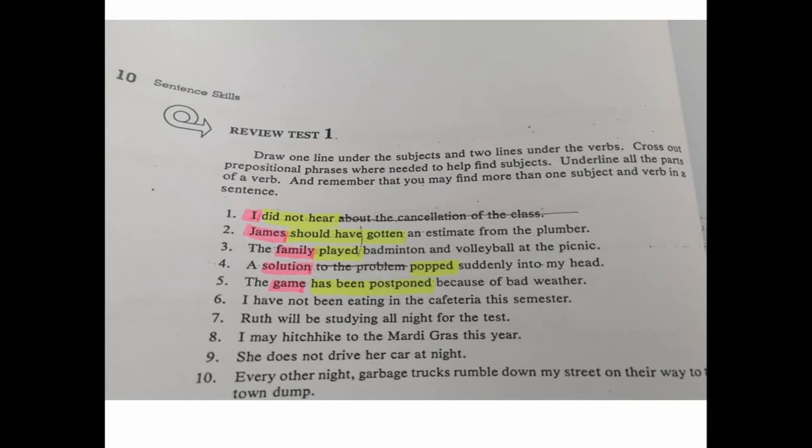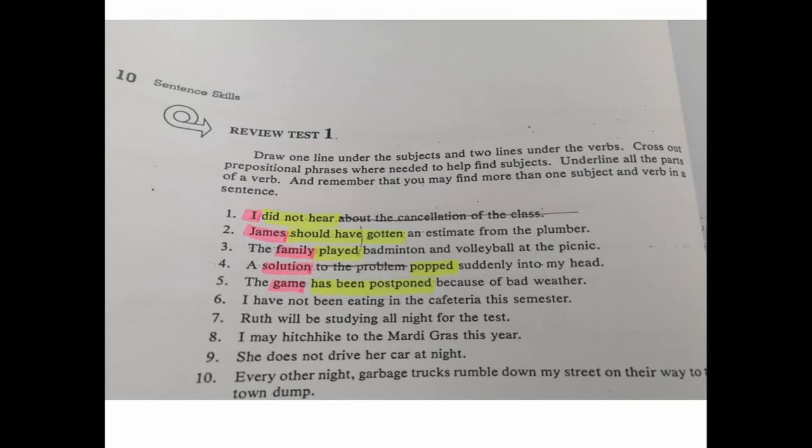Finally, the last sentence. The game has been postponed because of bad weather. So of bad weather is a prepositional phrase. We cross it out. Now, what has been postponed? Game. The game what? It what? Has been postponed. Has from the have family, followed by verb 3 been, followed by the main verb postponed.